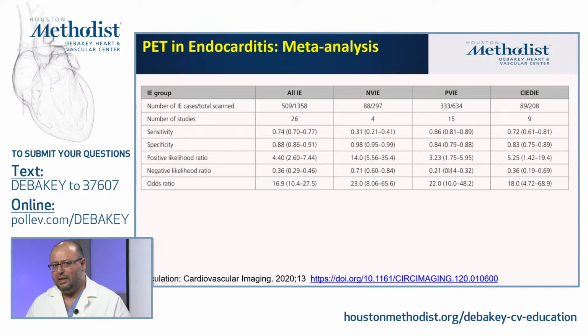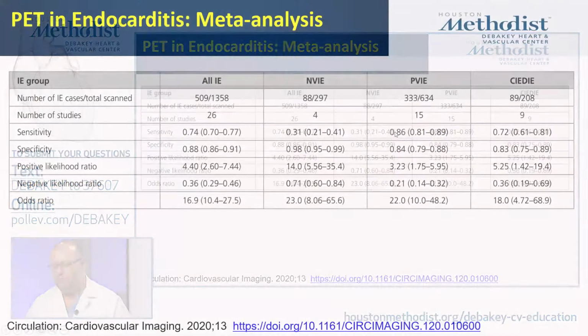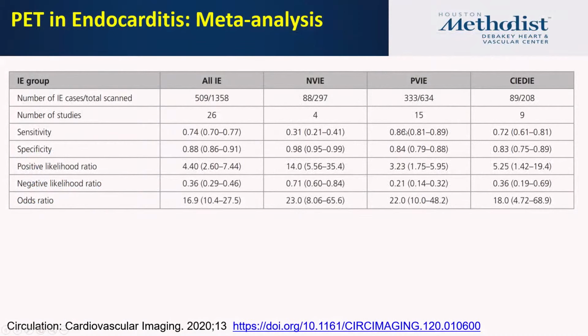In this meta-analysis, again, to hammer the same point we discussed earlier, for prosthetic valves we have 86% sensitivity, 84% specificity, but for native valves the sensitivity is really low, 31%, but it is highly specific. So if we see it, then we are pretty sure that it is there.